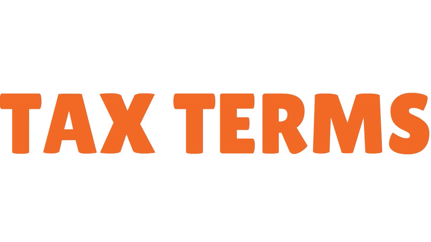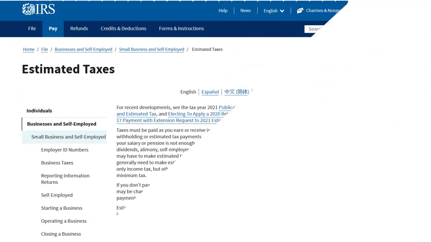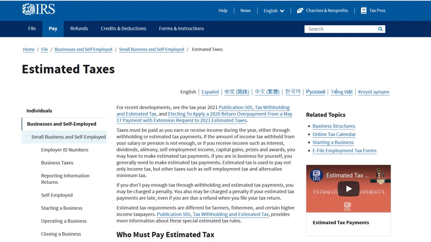I want to talk to you now about the tax terms that you need to know. It's important to have a clear idea of the terminology we are speaking about when we speak about tax season, but also post-tax season, okay? So let's talk about the estimated tax. What is that? So the thing here is that if you are an employee, you have taxes withheld from each paycheck, right? So this is something, this is logic.